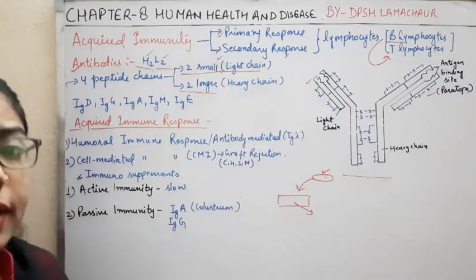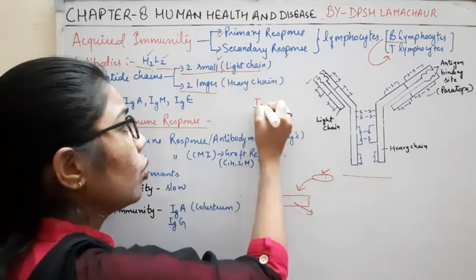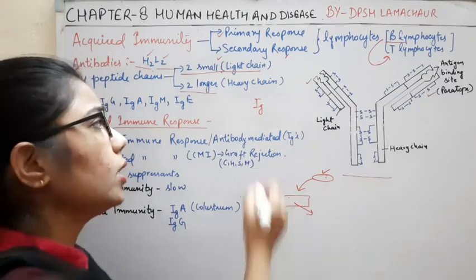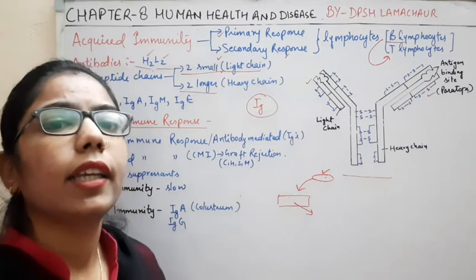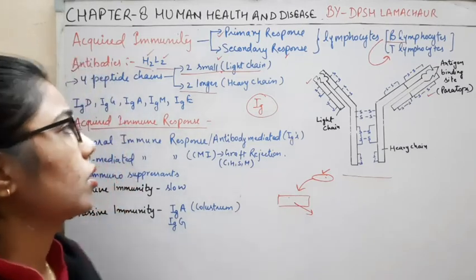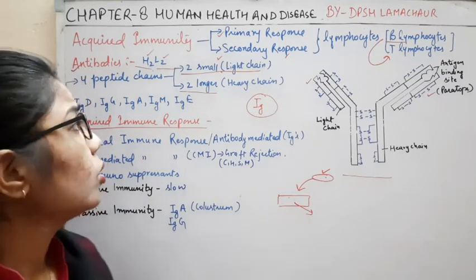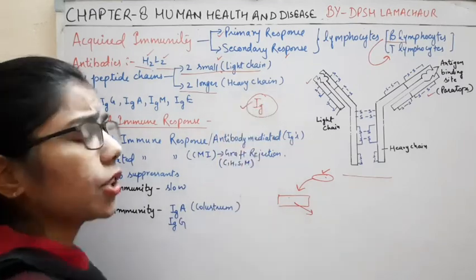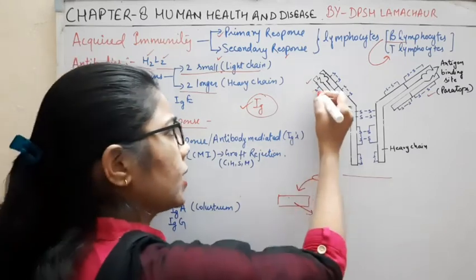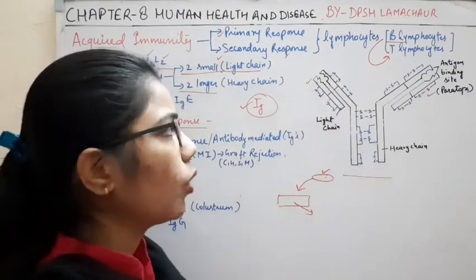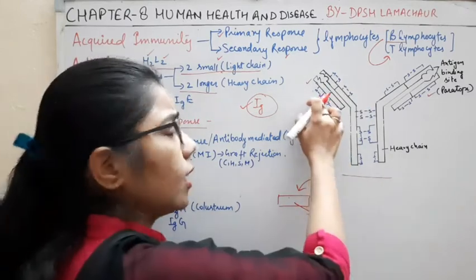Now, as you know, antibodies are immunoglobulins. It means they have a globulin structure, a proteinaceous structure. These structures have disulfide bridges. Here you can see that these disulfide bonds are present. So what are they showing? Each has disulfide bridges.